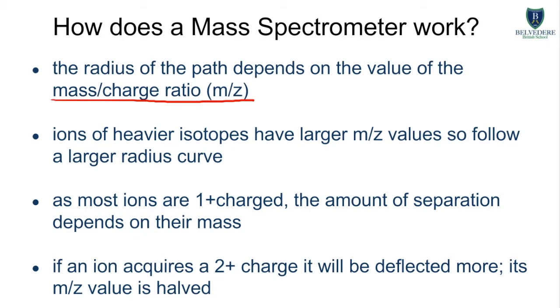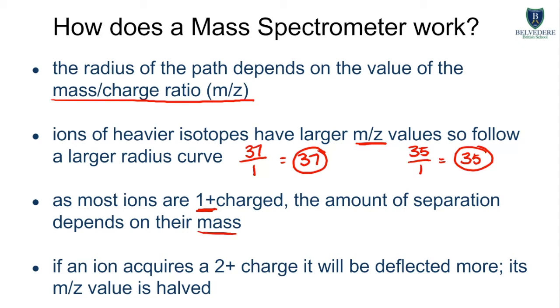Because the ions of heavier isotopes are going to have larger m/z values, so for example, chlorine-37 would have a mass to charge ratio of 37, whereas chlorine-35 would have a mass to charge ratio of 35. So the heavier isotope, the 37, is going to have a different path, and it's going to have a larger curve as opposed to the chlorine-35. Now, as I've said, the majority of the ions are 1+ charge, so the amount of separation is all just due to the mass. So your heavier masses and your lighter masses are going to follow two different pathways.